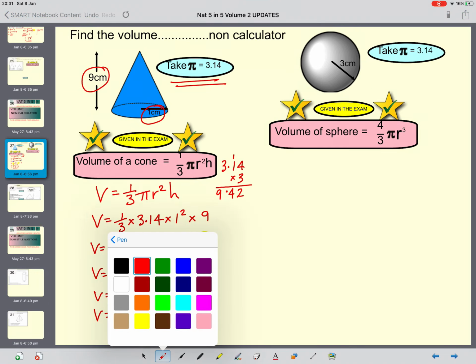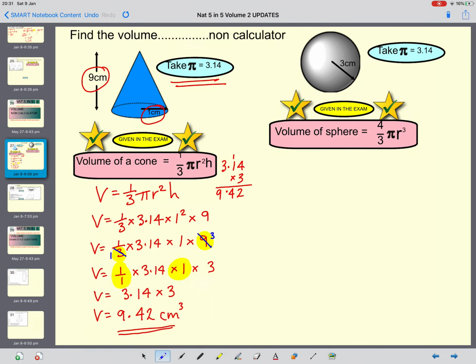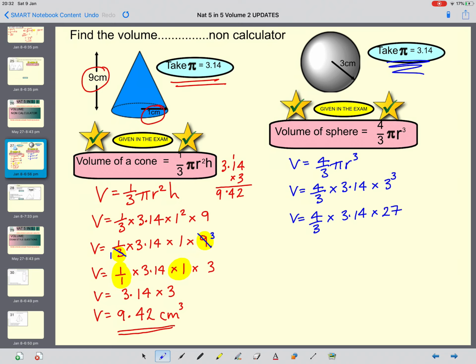So let's look at the next one. Change my pen colour. So we've got a volume of 4/3 pi r cubed. Again, we're substituting everything we know. 4/3, again they tell you take pi as 3.14, times 3.14. The radius is 3 cubed. Okay, so let's work out that 3 cubed. So 4/3 multiplied by 3.14 multiplied by 3 cubed. That means 3 multiplied by 3 multiplied by 3, which is 27.